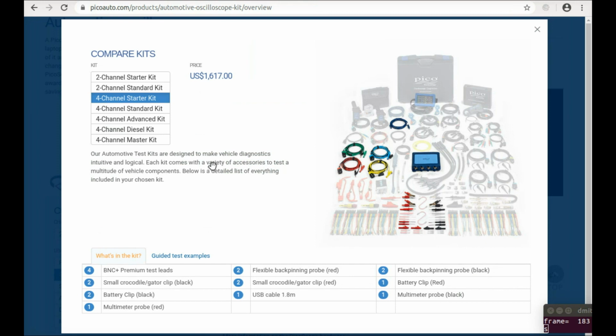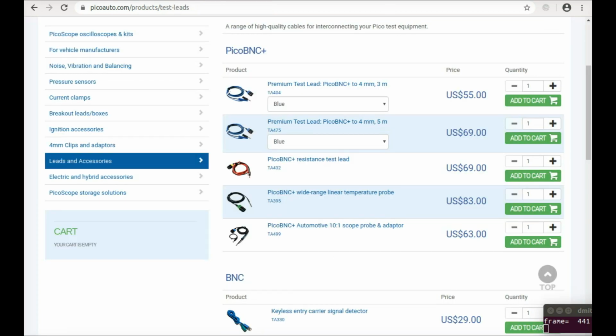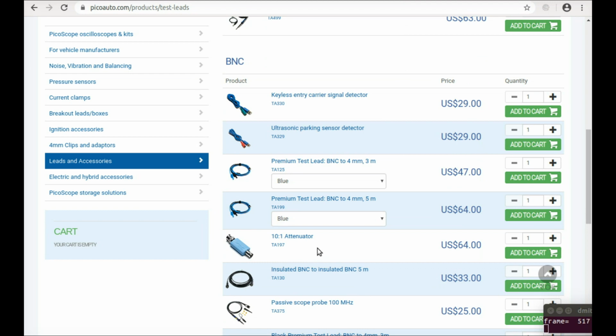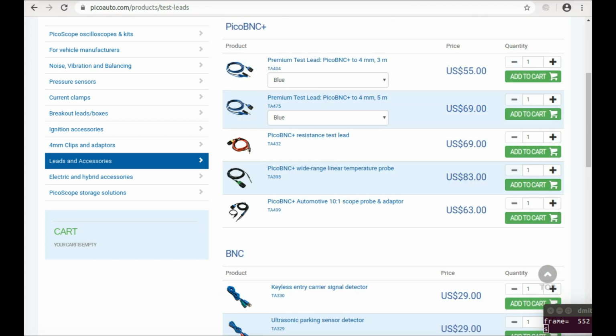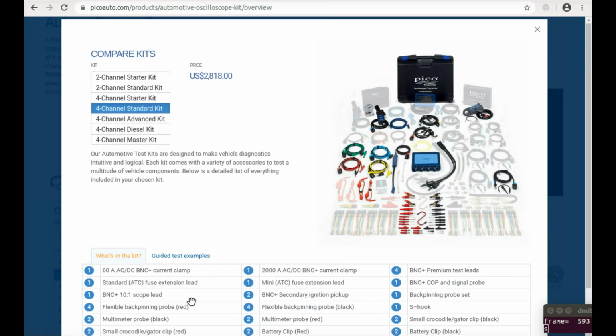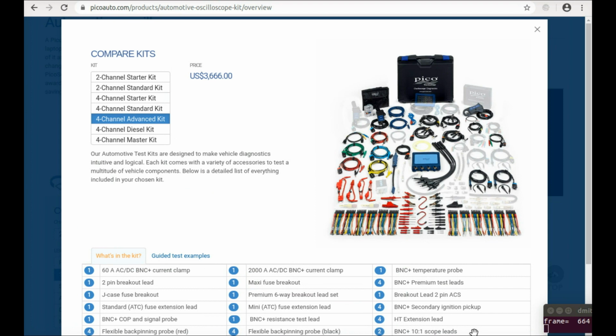Now, when it comes to the kits, things get a little bit confusing. As we've mentioned before, the 4-channel starter kit doesn't include any of such probes. Not sure why. If you plan to get this kit and plan on collecting primary ignition waveforms, you will have to order it as well. But the good news, this probe is not more expensive than the original attenuator. So, yeah, why not get it? When it comes to the standard kit, it includes only one such probe, and the advanced kit includes 2. So, yeah, if you need more, you will have to get more.